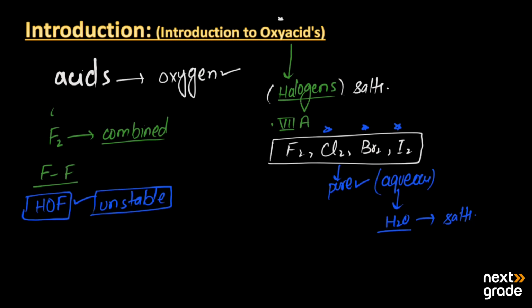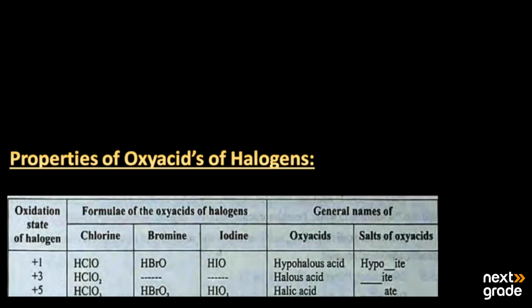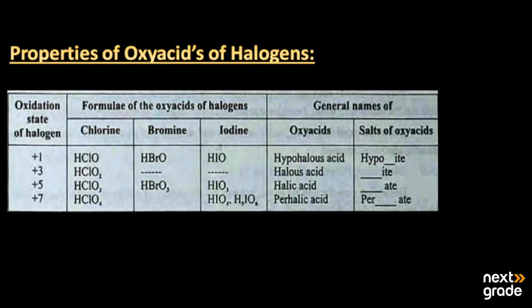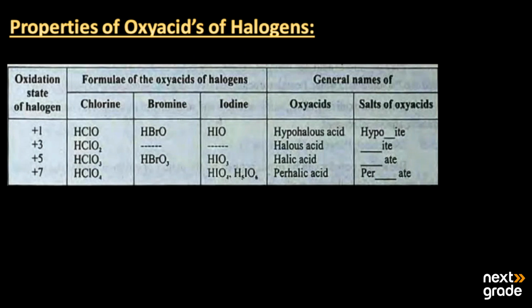So basically, to introduce the different types of oxyacids we have, before this we must have a look at what type of oxyacids may be present. There are some oxyacids of the halogens that have some specific properties. So the number one thing we will discuss is the oxidation state of the halogens. Here, first we have chlorine. These are the simple formulas of the oxyacids of the halogens.